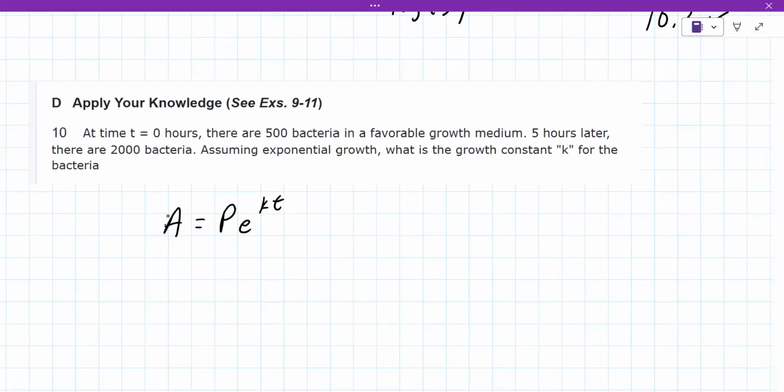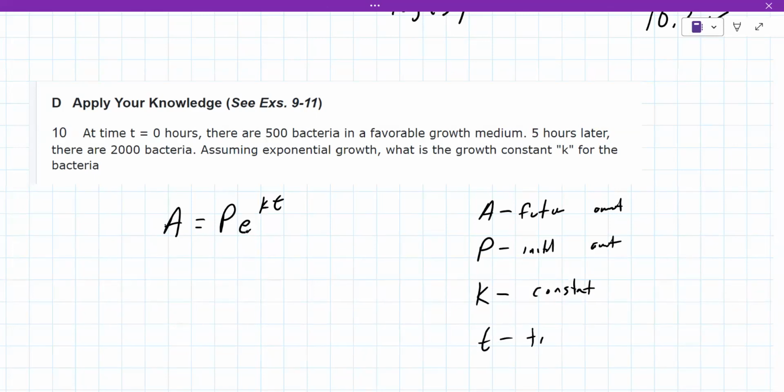Okay, and I'll define some of these variables. So A is like the future amount of something. P is the initial amount. You might think that E is a variable. E is actually a function. It's the E function exponential. So we don't need that. K is a constant.